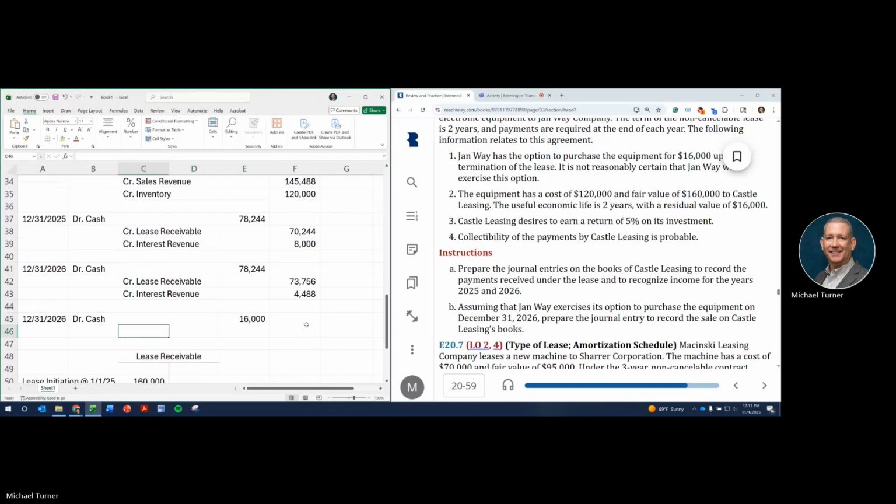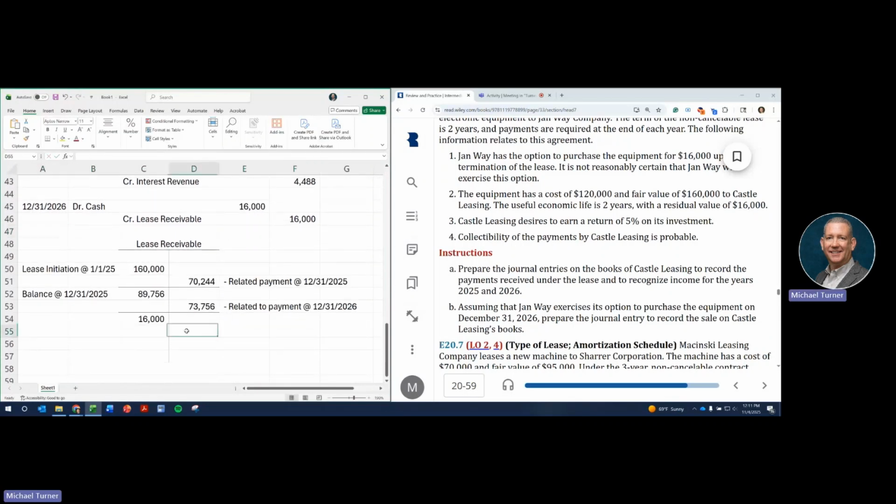And then we don't have the asset anymore because we took the asset off the books at January 1st. So the inventory is gone. So the only asset we have left is this lease receivable. And we can confirm that, yes, if I credit that by $16,000, because the lessee purchased the asset, what is that now? The balance related to this lease should be zero. And it is.